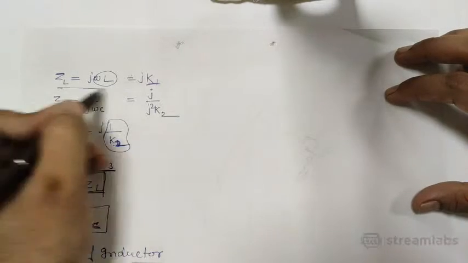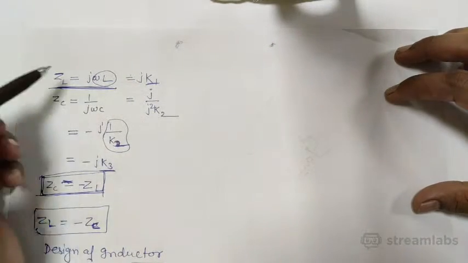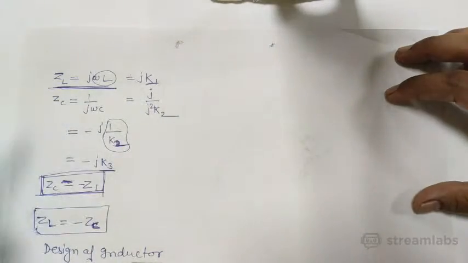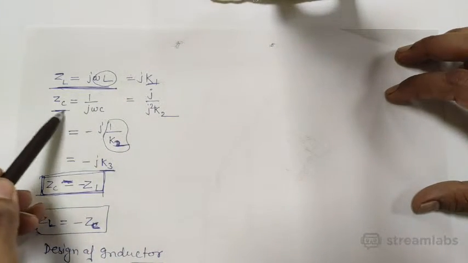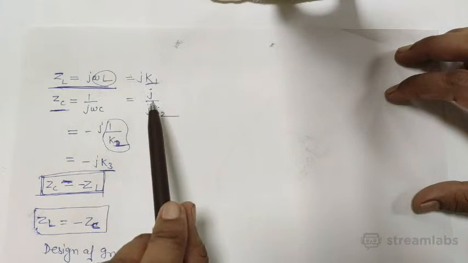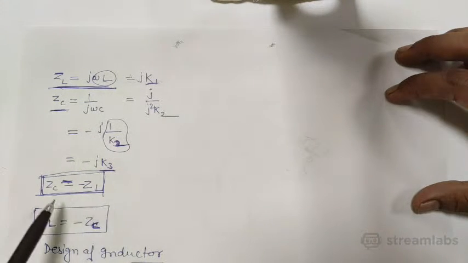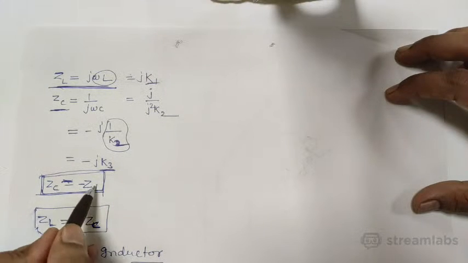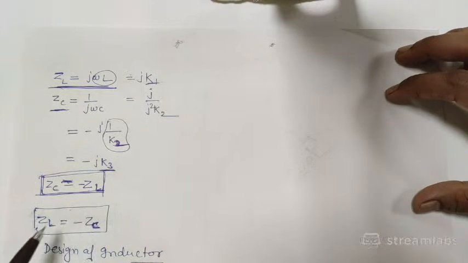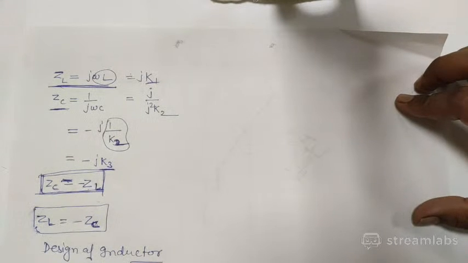that the impedance of an inductor is j omega L. This can be j of some constant, and the impedance of a capacitance is 1 upon j omega C, j into 1 upon some constant. If I multiply j to numerator and denominator, this becomes minus j of k3. Therefore, I can say that Z is equal to minus j of L, and therefore the impedance of an inductor is negative of the impedance of a capacitor.